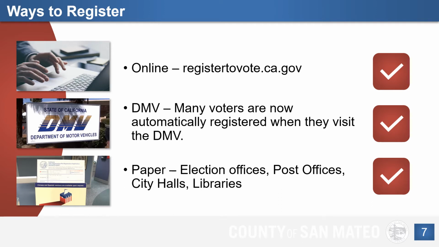Eligible applicants completing a driver's license, identification card, or change of address transaction online, by mail or in person at the DMV will be automatically registered to vote by the California Secretary of State, unless they choose to opt out of automatic voter registration. Paper forms can be found at locations all over the county. You can pick them up at city halls, post offices, libraries, or the election office can mail you one.